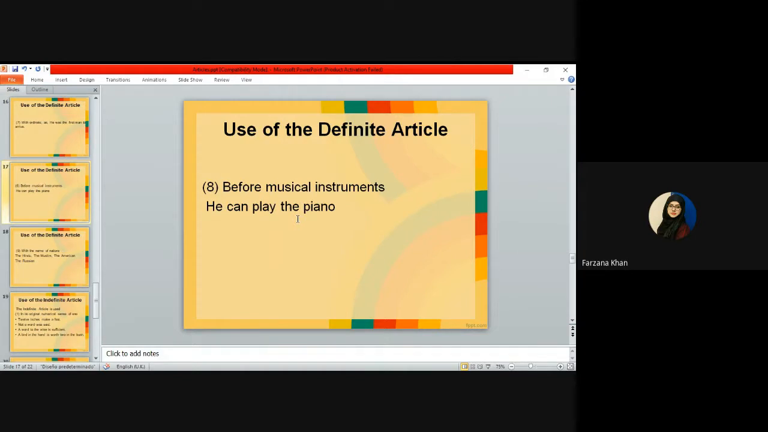Well, a very interesting point. Rule number 8 of using the definite article is that the definite article is used before all musical instruments. Whether it's piano or guitar, whatever the name of the instrument is, whenever you use the name of an instrument in a sentence, you will always place a definite article, because the names of musical instruments always require a definite article. Well, it is rule number 8.